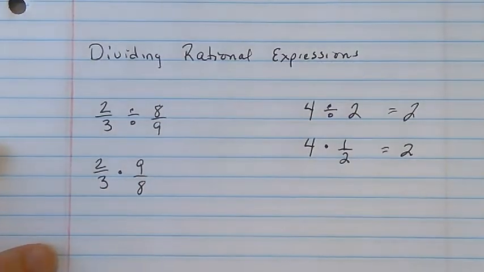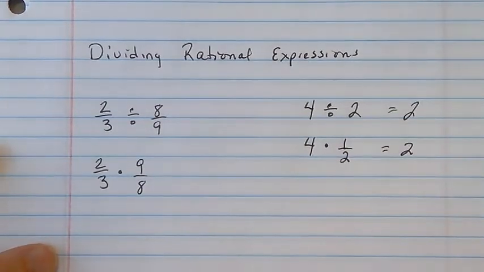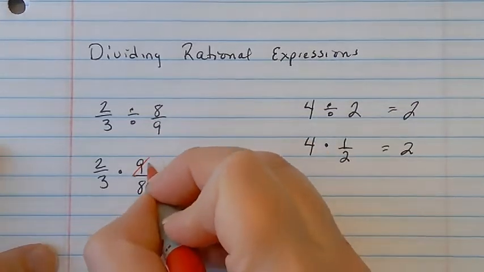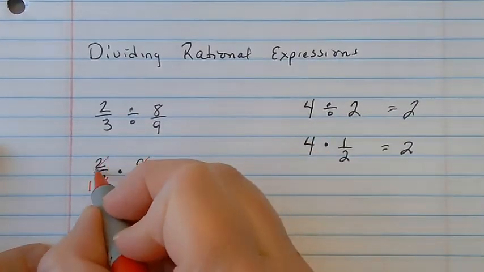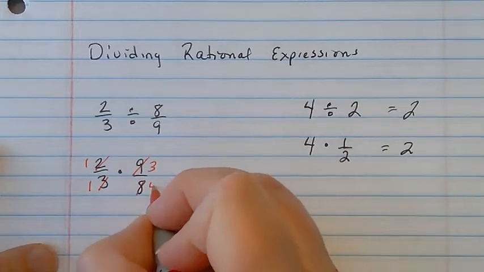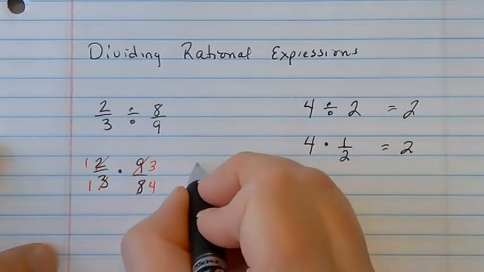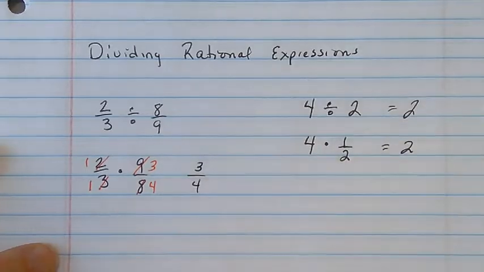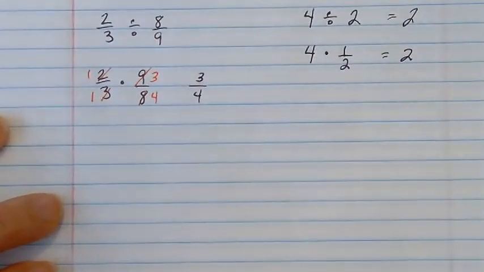So now I'm going to work this just like any other multiplication problem. I'm going to look for anything on top, on the numerator, that reduces with anything in the denominator. And that actually happens here. 3 goes into 9, and 3 goes into 3 one time. 2 and 8 reduce to 1 and 4. So now I multiply straight across. 3/4. All right, let's try this with one that we have to factor.